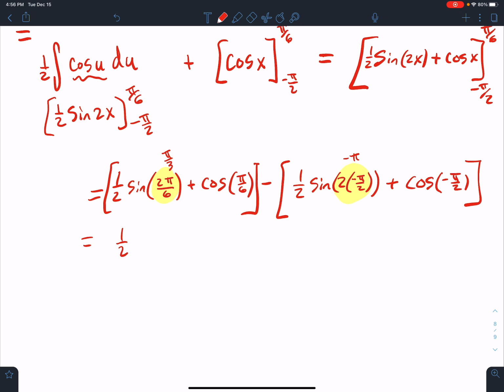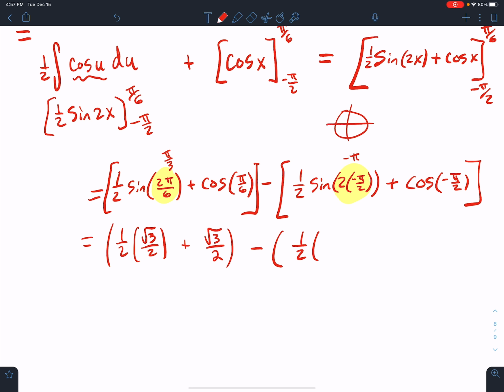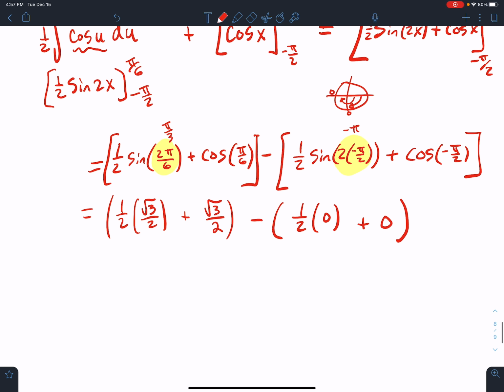1/2 times sine of pi over 3 is square root 3 over 2. If I get one of these accidentally wrong, please forgive me. The second one, cosine of pi over 6 is square root 3 over 2. Minus, and then 1/2 times sine of, always draw the unit circle, negative pi goes this way, so sine is 0. And then plus cosine of negative pi over 2, that's an x equal to 0 there. So that second piece is 0. All right, so that all goes to 0.